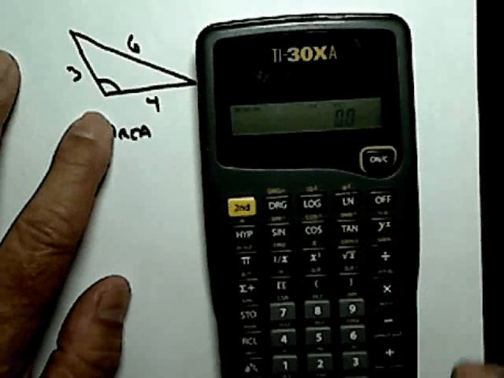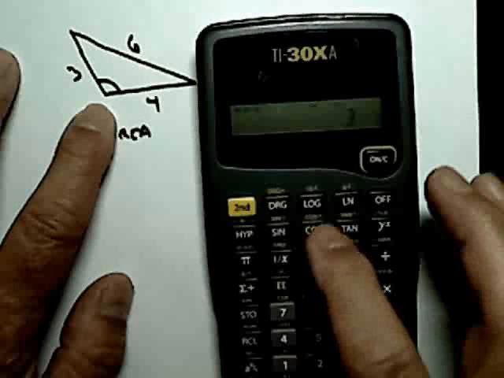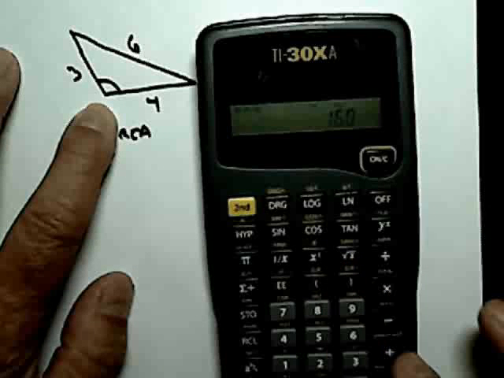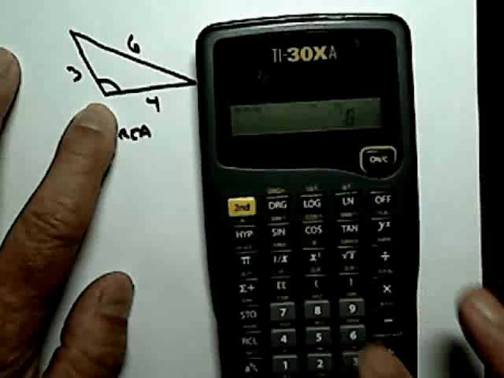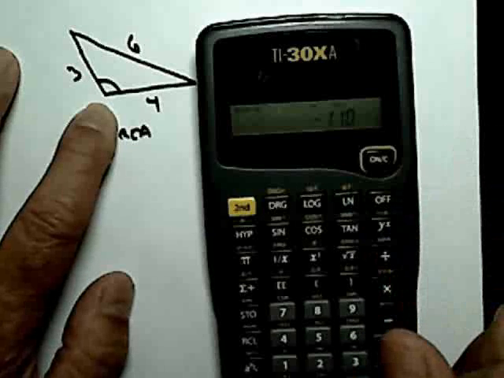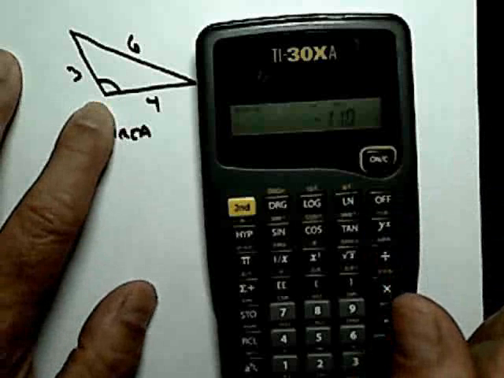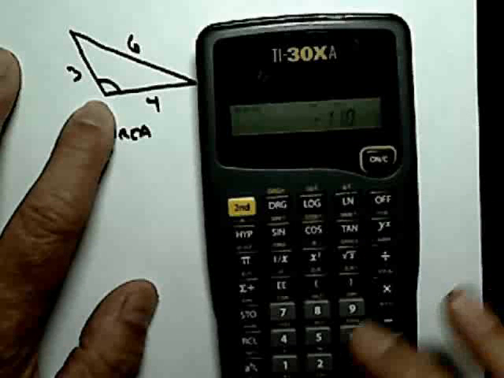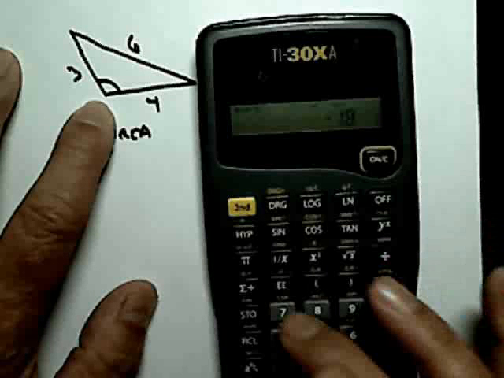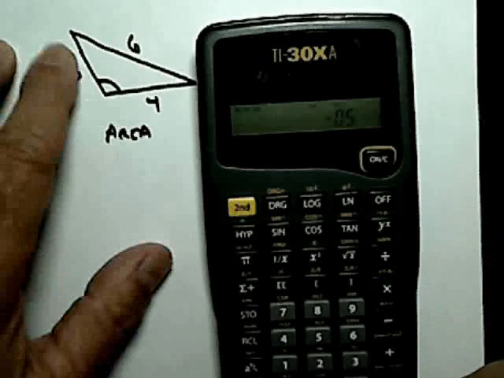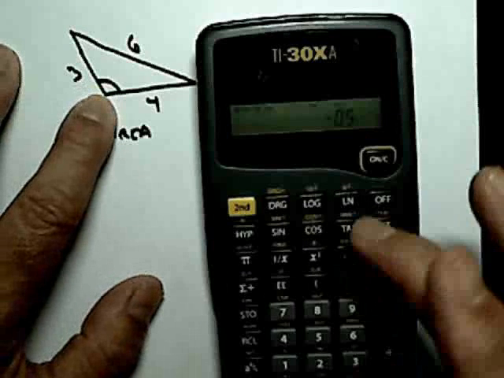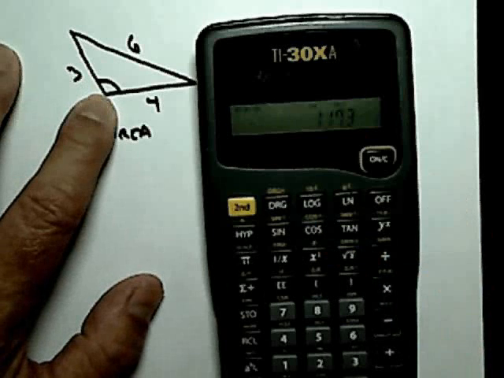We take 3 squared, which is this side, plus 4 squared, that side, and we subtract 6 squared. And that would be 0 if this was a 90-degree angle, but it's not. So then we have to divide by 2 equals, divide by 3 equals, divide by 4 equals, and now we get a number here that will be the cosine of this angle, and if we take inverse cosine, we get that angle. It's 117.3 degrees.